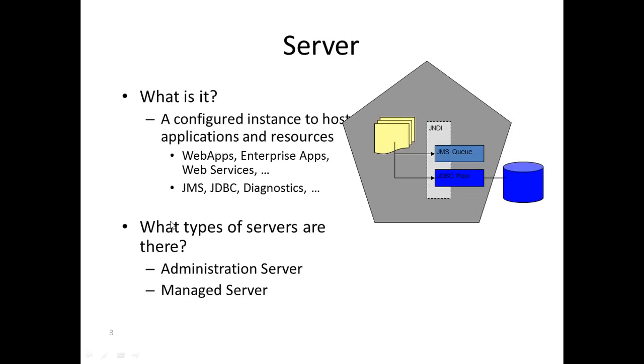And then JMS and JDBC, these are the resources for one particular server. Suppose you want to have JMS, Java Messaging Service, in your application, then you need to configure the JMS server. If you have database connectivity, then you should have a data source configured here. That's why this JDBC concept is there. Now coming to the types of servers, there are two types: one is admin server, another is managed server.